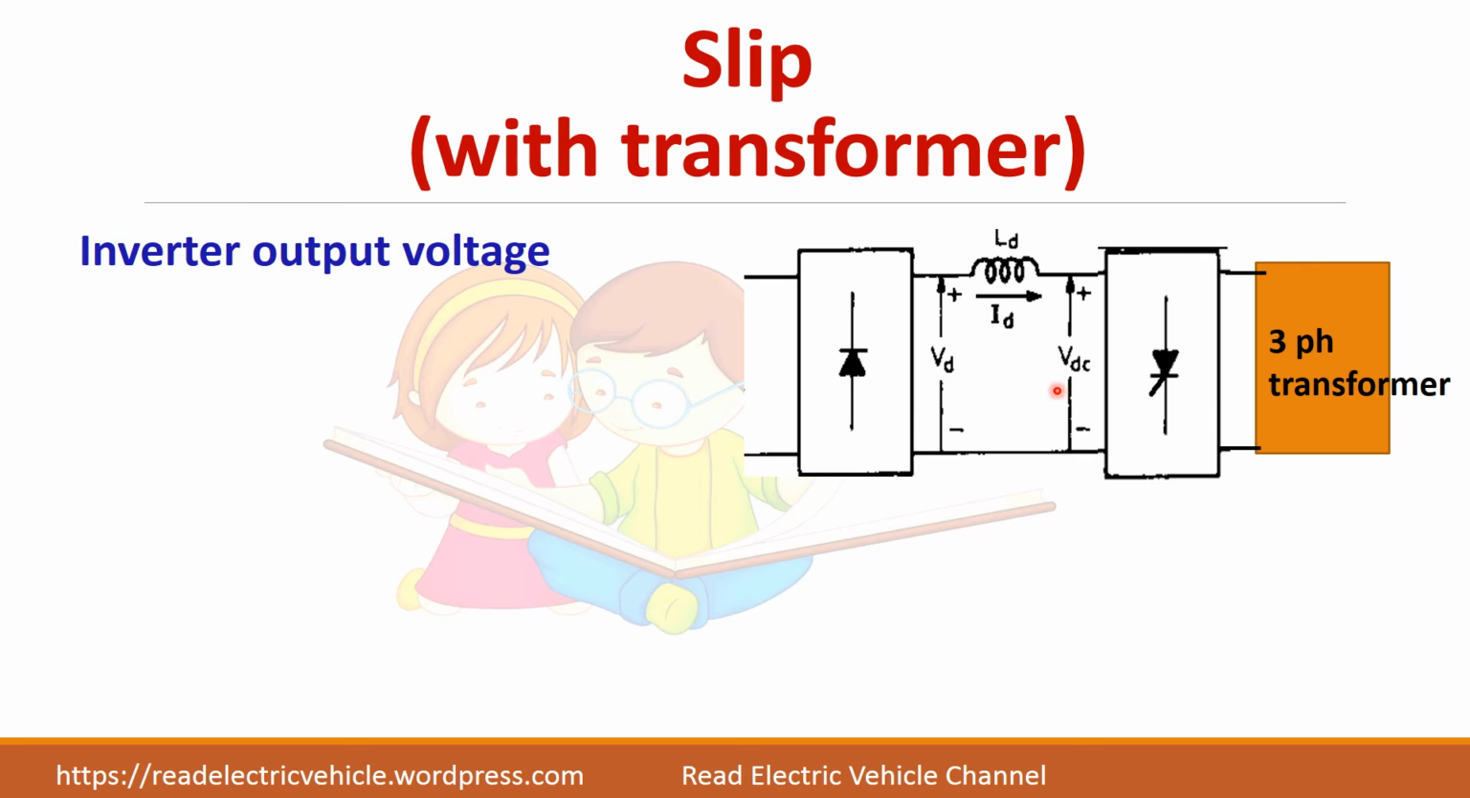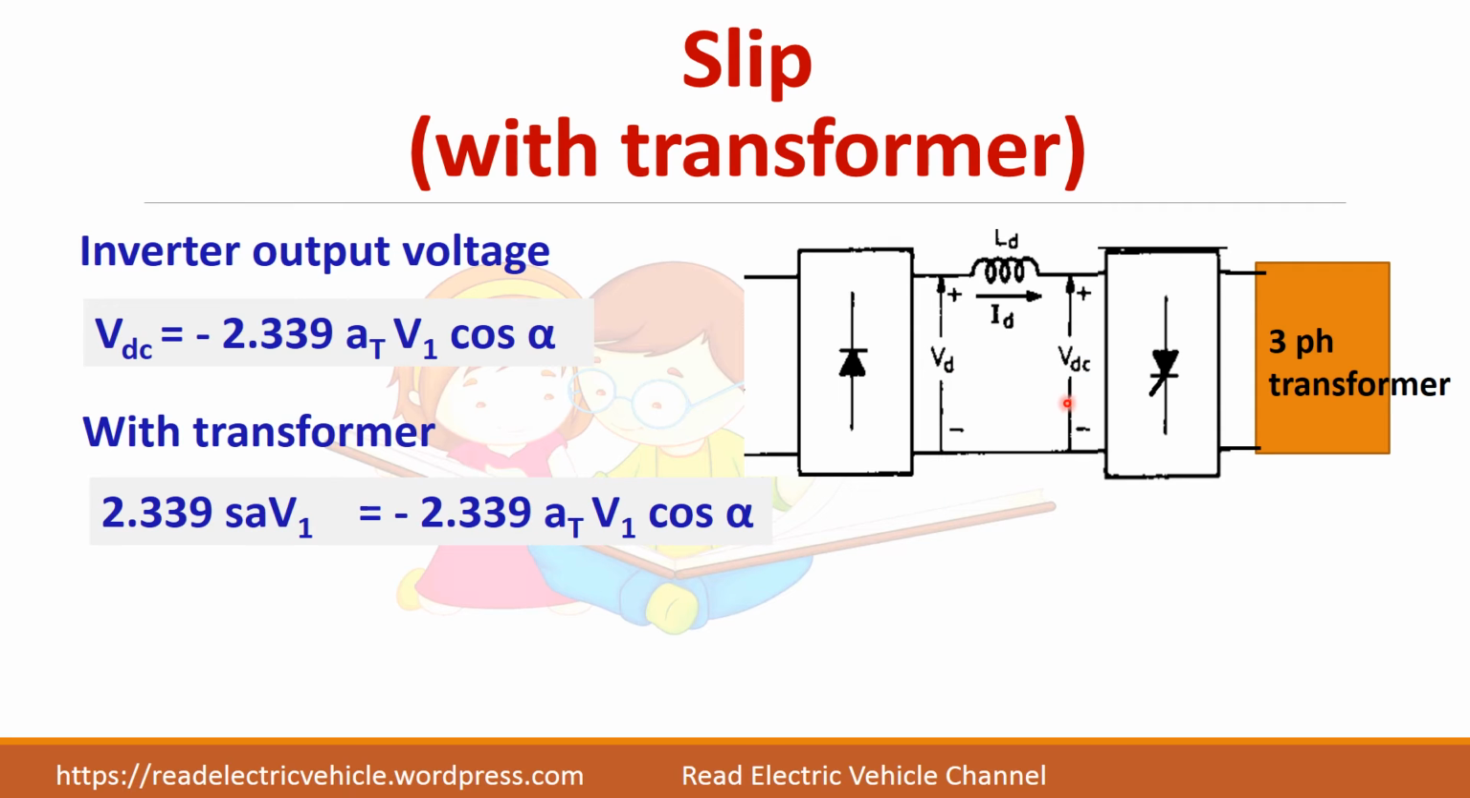So what will be this VDC output? It will be equal to minus 2.339, simply multiplied by the turns ratio, AT V1 cos alpha. Same equation, only you are including one AT, because you are considering this turns ratio also. Now again let us equate these two, VD and VDC. Simplify it and get the slip value. So slip, also, just multiply by AT, you will get the slip equation. So S is equal to minus AT by A into cos alpha.